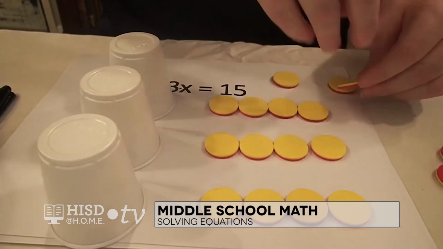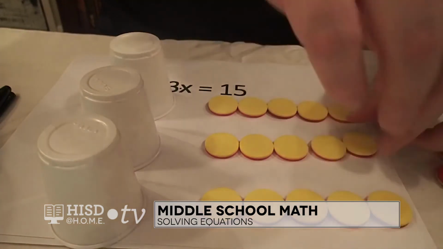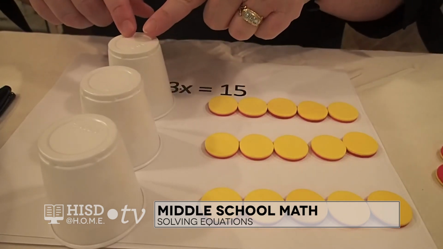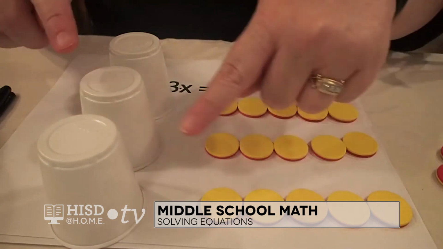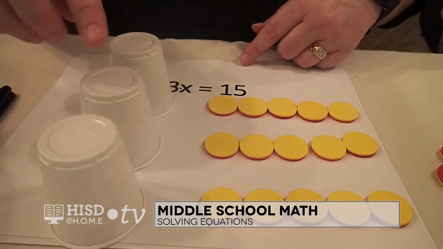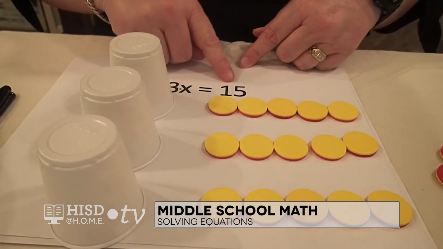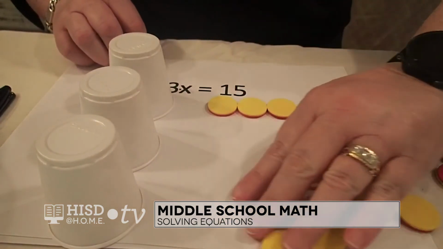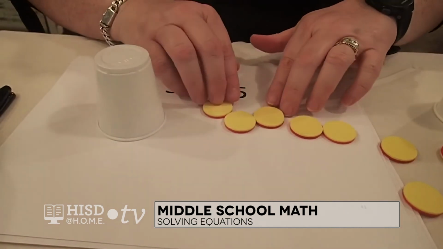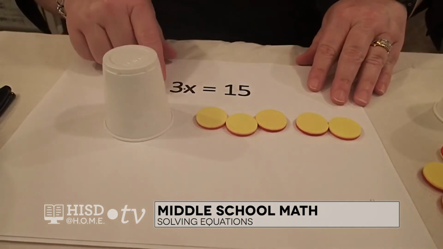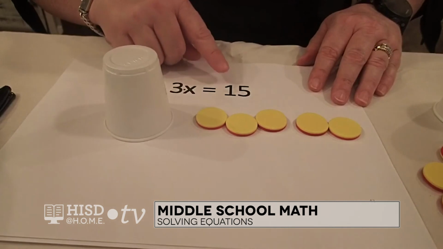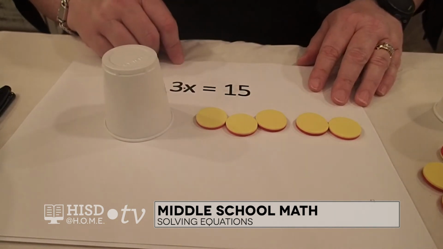Let's see if this works. Oh my goodness, I think this is going to work. Look, I used all 15 counters, and I got 5 into this cup, 5 into this cup, and 5 into this cup. So that means if I have taken 3 groups of x and taken my 15 counters to put them in there, each cup or each variable has 5 counters. So x is equal to 5. Remember, this said 3 groups of what equals 15? What we found was 3 groups of 5 is equal to 15.